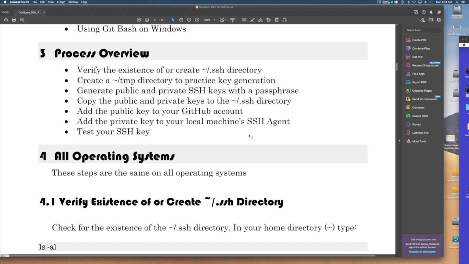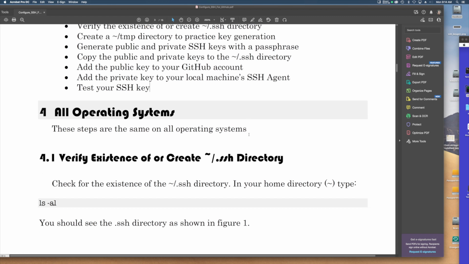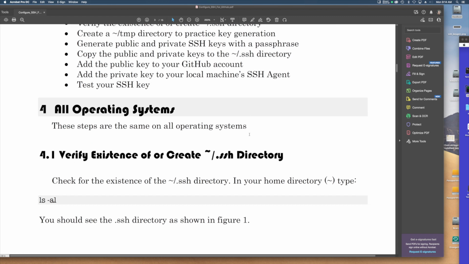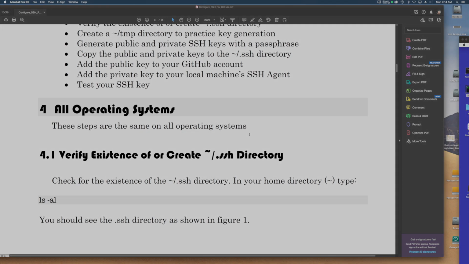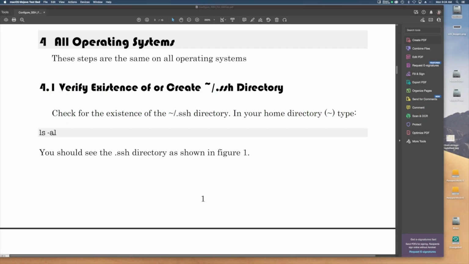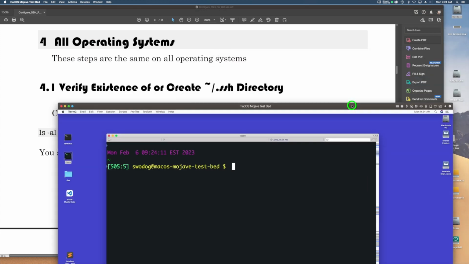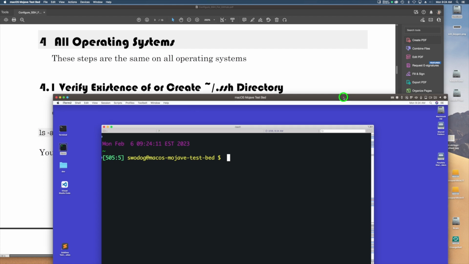So then I'm just going through the steps in this guide. I'm going to start with section 4, which is all operating systems, and that's where we'll continue in the next section. For section 4, we're going to perform these steps for all operating systems. That means we're going to do the same thing on Windows, Mac OS, and Linux. I'm going to pull over my Mac OS, and I'll switch it up here. But first off, we're going to verify the existence of or create the .ssh directory.